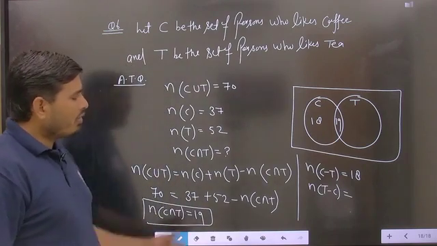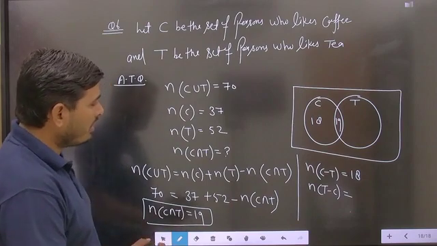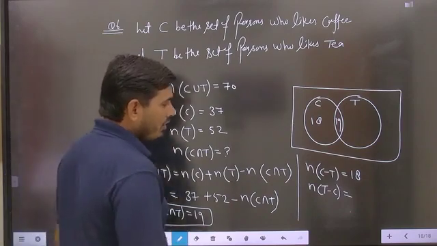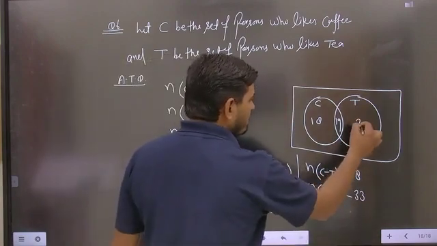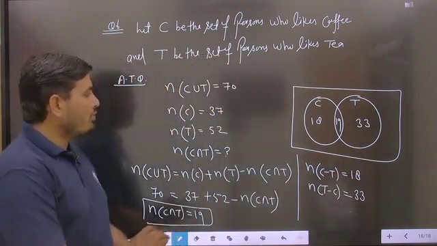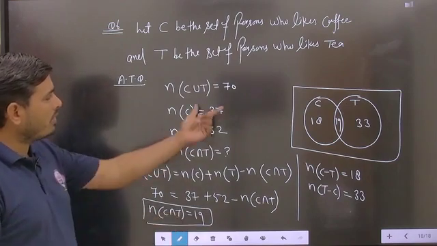19 will be common. So you can say that 33 persons are to be there who like only the tea. So this will be equal to 33. Is it to be clear? Now, student, we have to count the total number of persons, that should become 70 or not.